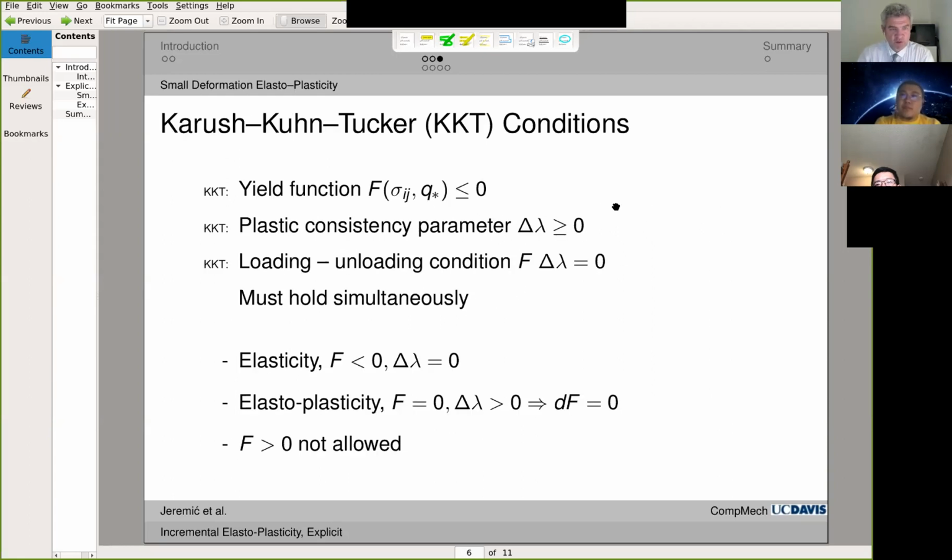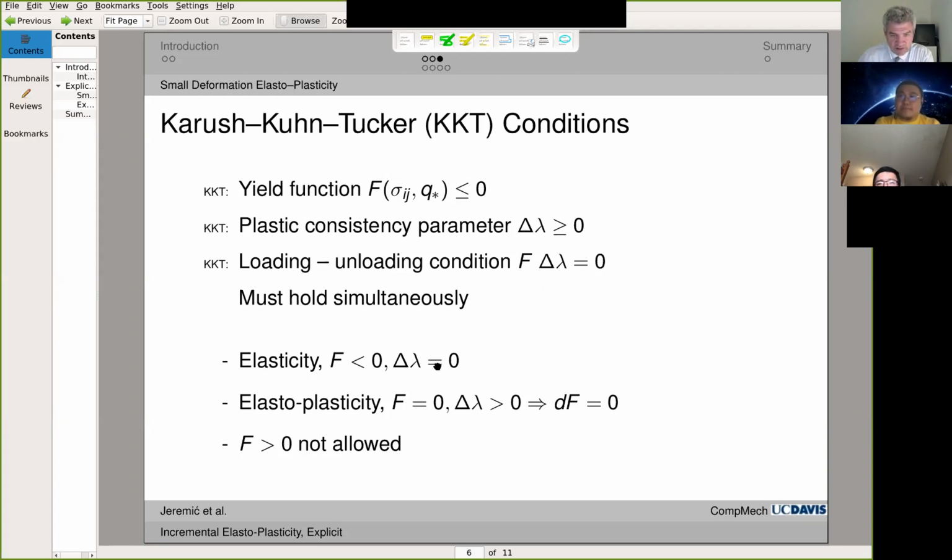We talked about this as well, so-called Karush-Kuhn-Tucker conditions. They have to be satisfied simultaneously. Yield function has to be always less than or equal to 0. Plastic consistency parameter has to be greater than or equal to 0. And the loading unloading condition, F times delta lambda, has to be equal to 0. So these 3 have to be satisfied at the same time. What does that mean? If you have elastic behavior, then F is less than 0.